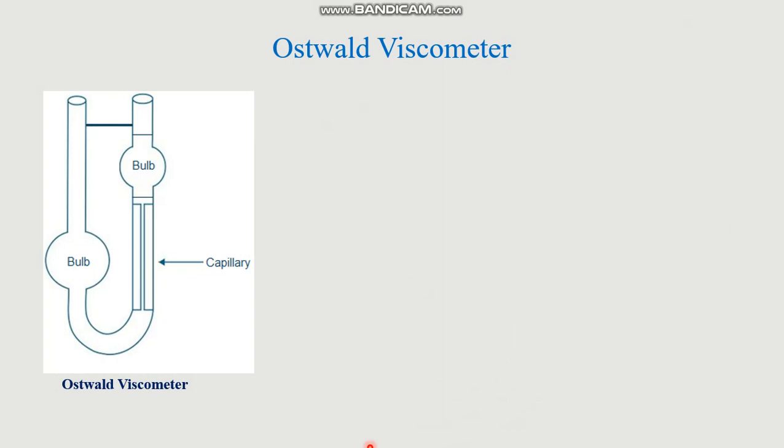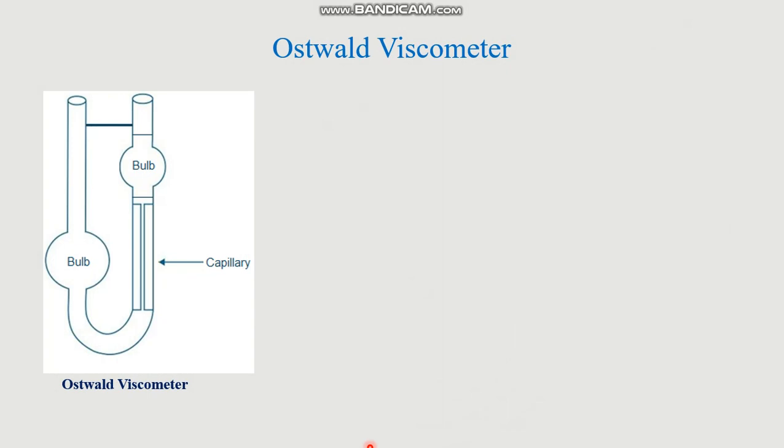Now, the viscosity of a liquid is determined with respect to water, which is known as the relative viscosity. The absolute viscosity of water has been very accurately determined so far at different temperatures. So with the help of that data, we can easily measure the viscosity of other liquids.